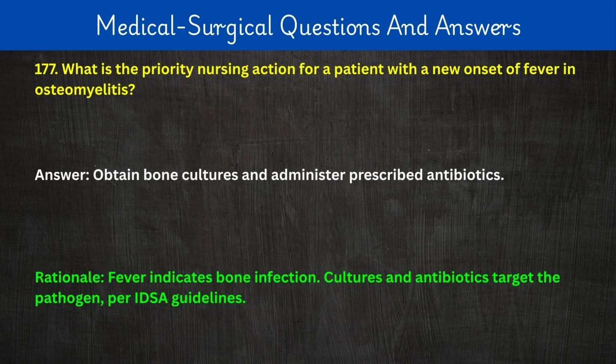177. What is the priority nursing action for a patient with a new onset of fever in osteomyelitis? Answer: obtain bone cultures and administer prescribed antibiotics. Rationale: fever indicates bone infection. Cultures and antibiotics target the pathogen, per IDSA guidelines.